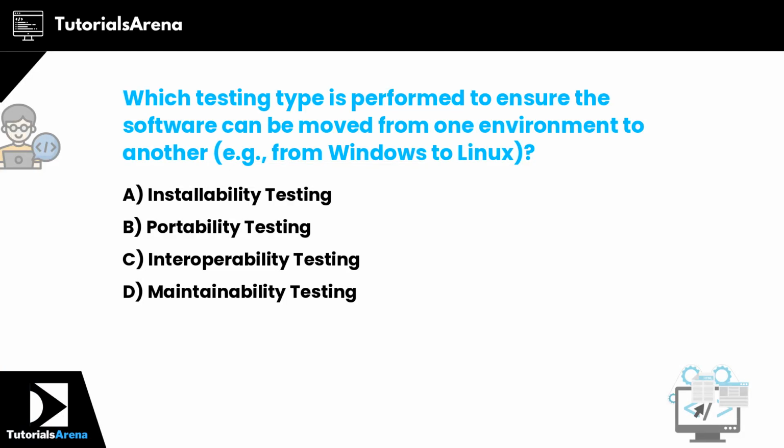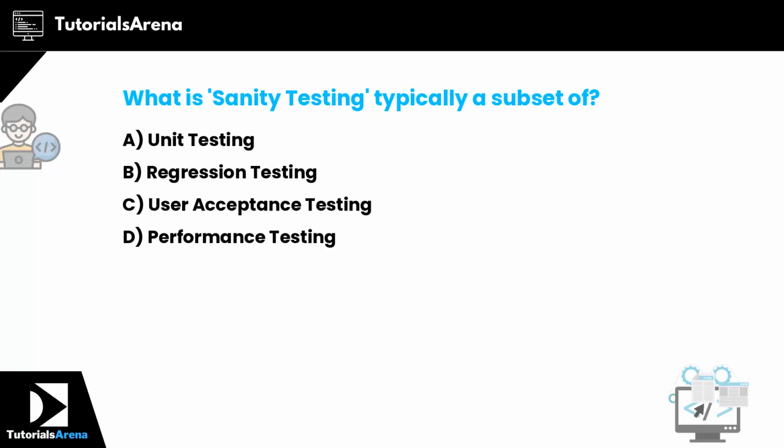Which testing type is performed to ensure the software can be moved from one environment to another, e.g., from Windows to Linux? The correct answer is option B, portability testing. What is sanity testing typically a subset of? The correct answer is option B, regression testing.